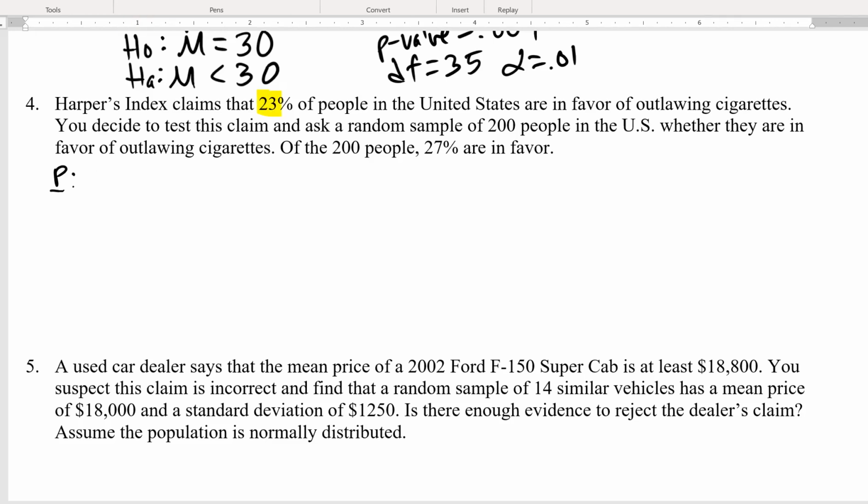In this question, we have a percentage. This is not an average. This is a proportion question. So it's going to be the true proportion of U.S. people who are in favor of outlawing cigarettes.